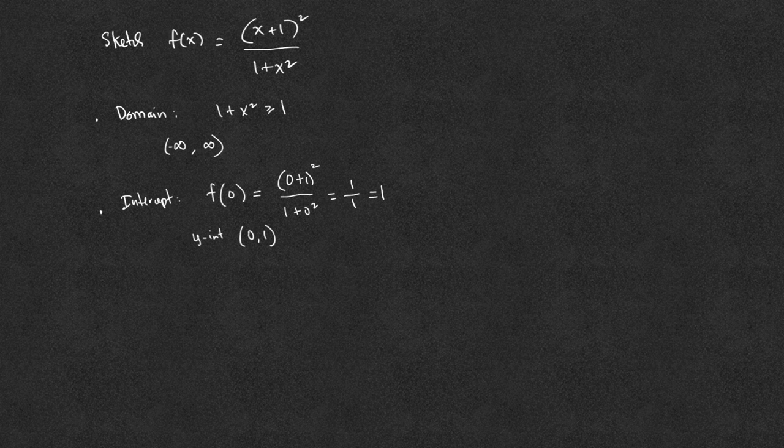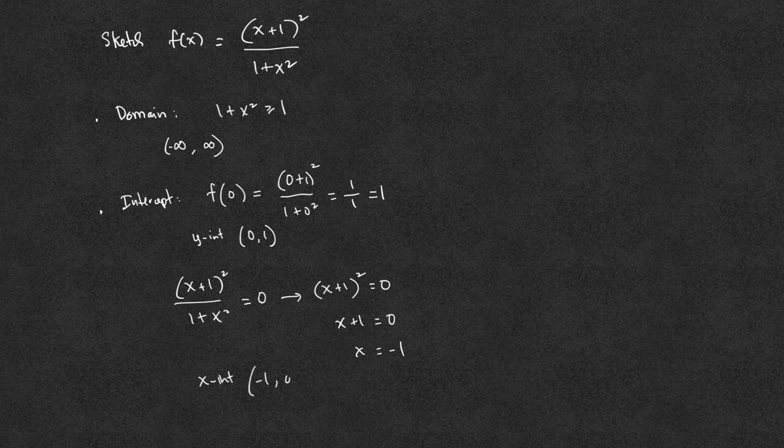The y-intercept is x equals 0, y equals 1. We then find the x-intercept by setting the entire function equal to 0 and solving for x. But since this is a rational function, it is 0 when the numerator is 0, or x plus 1 equals 0, and so x equals negative 1. The x-intercept is only when x equals negative 1, y equals 0.